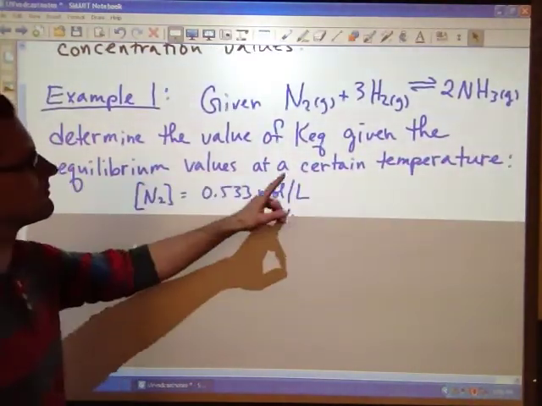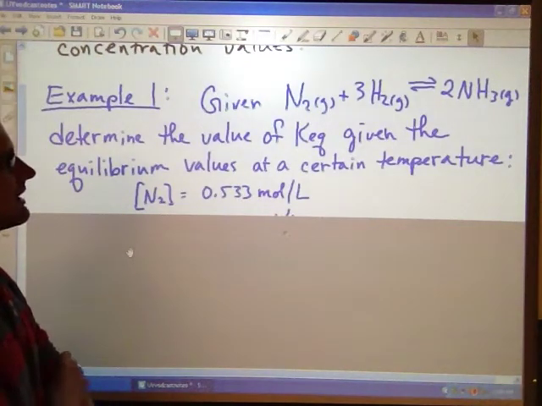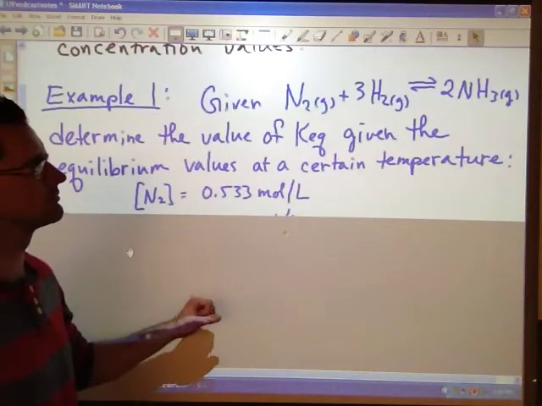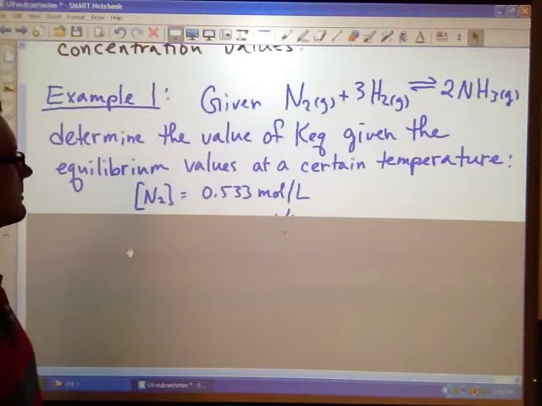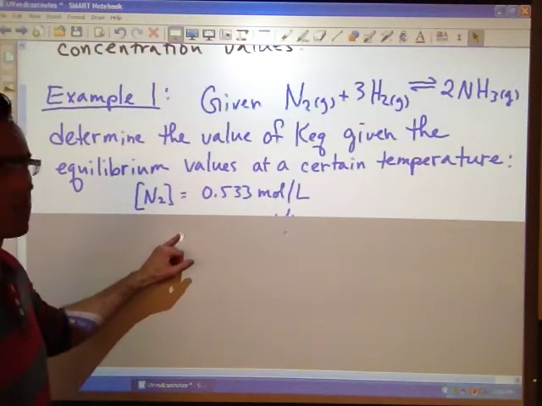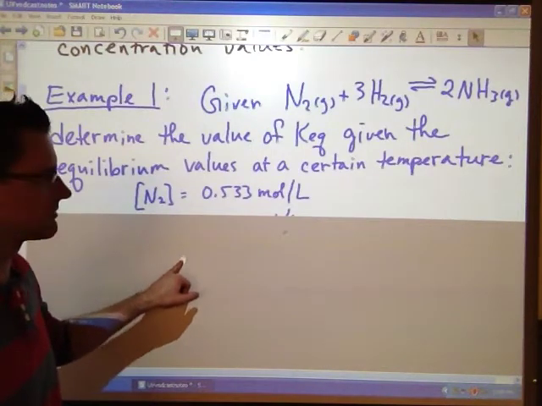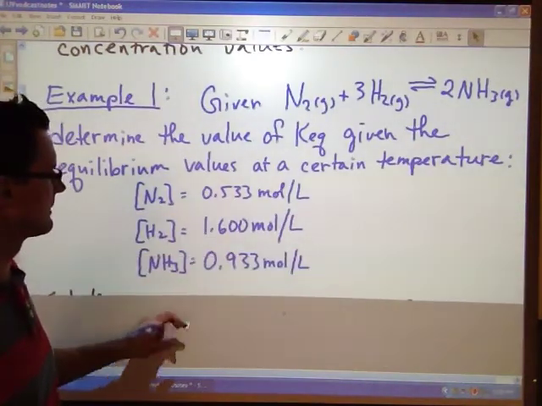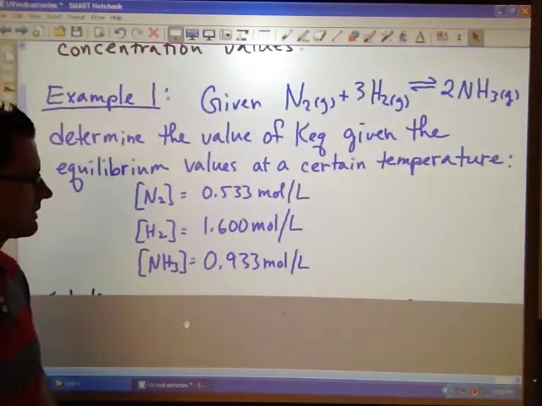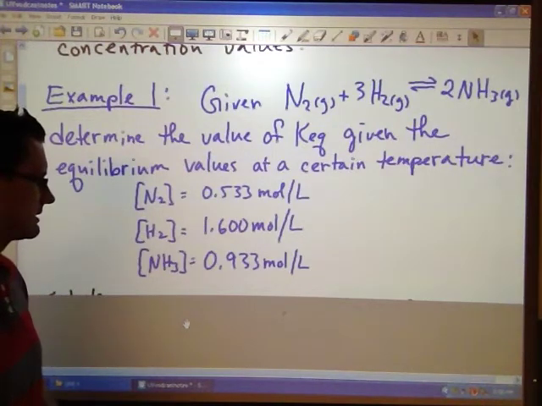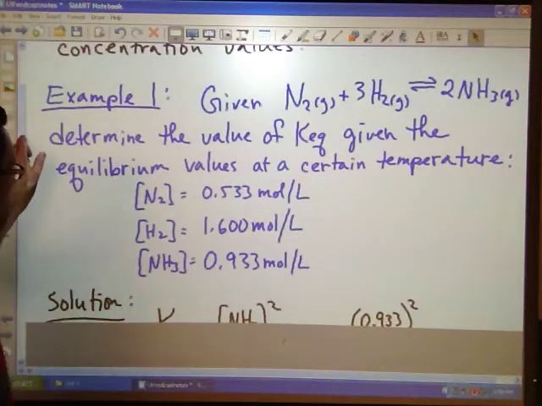Given the equation for the formation of ammonia, nitrogen gas plus 3 hydrogen gas molecules in equilibrium with 2 ammonia molecules, determine the value of KEQ given the equilibrium values at a certain temperature. At varying temperatures you get different results, but we'll assume this is at some specific value. We have nitrogen at equilibrium being 0.533, H2 being 1.600, and NH3 being 0.933 moles per liter. This is a fairly easy question.